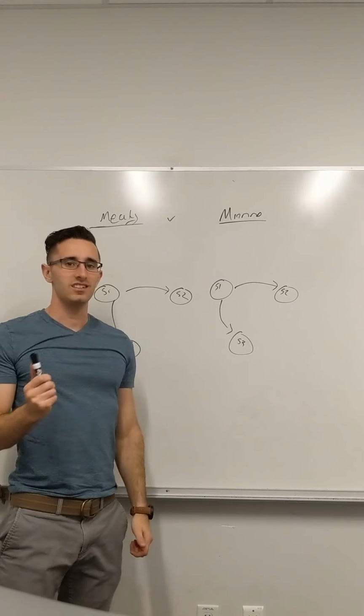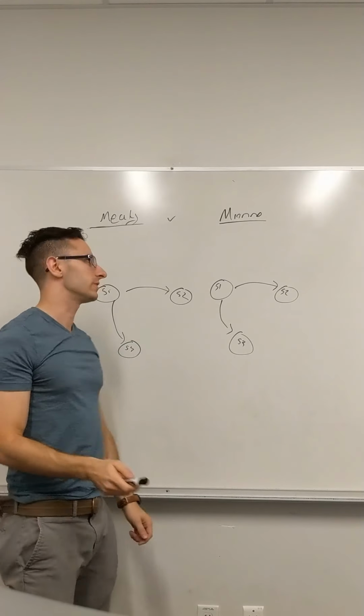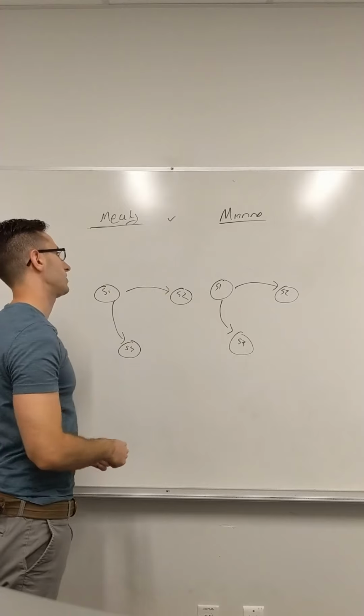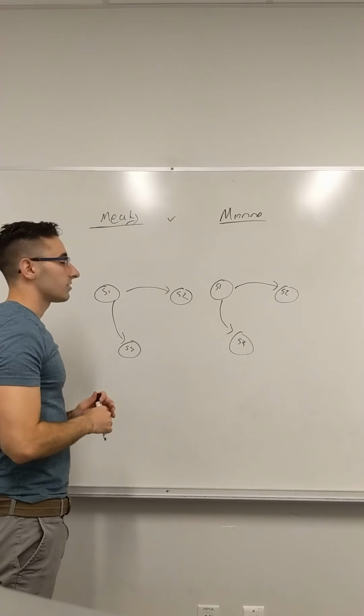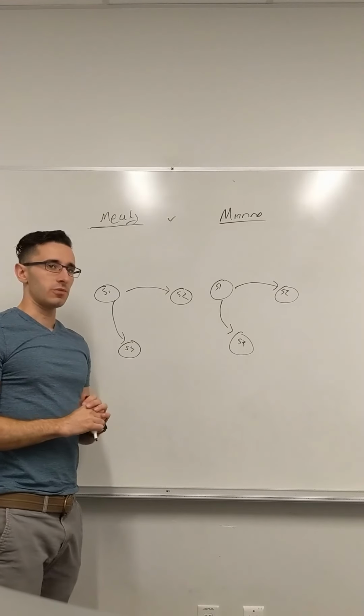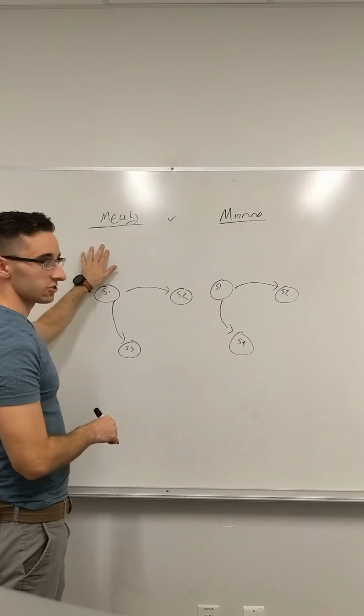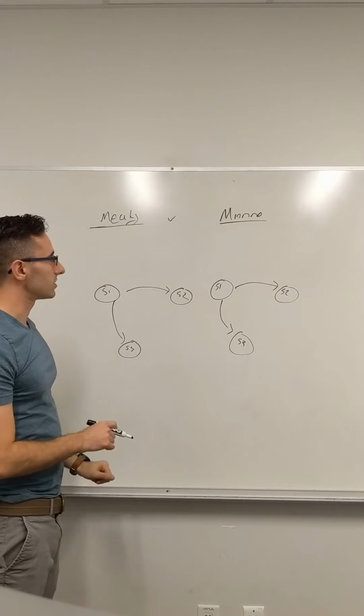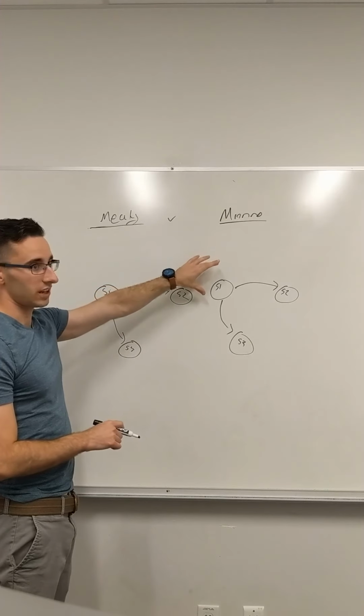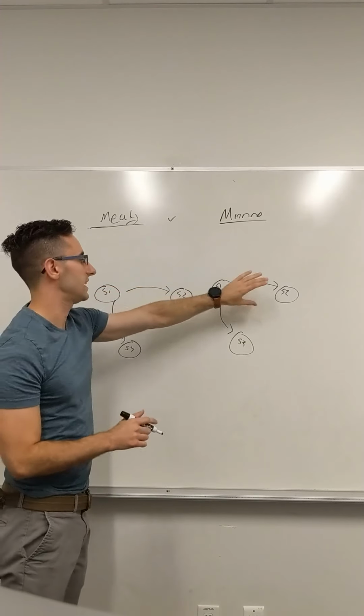Hi everyone. Today we're going to be talking about the differences between Mealy and Moore state machines. So the main difference between a Mealy machine and a Moore machine is that the Mealy machine can have an output change on the transition, whereas the Moore machine can only have the output change based on the state.